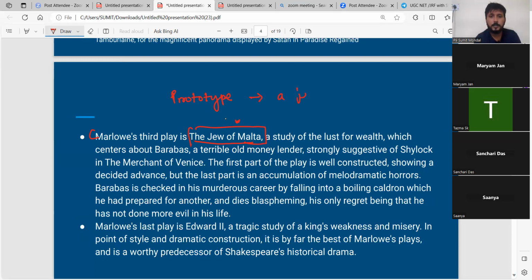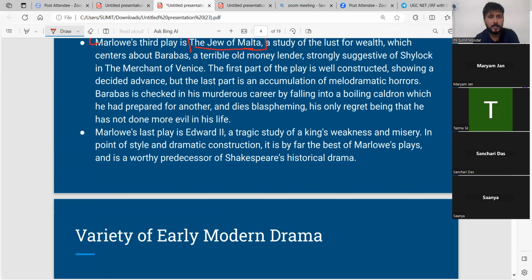A Jew character becomes the prototype. Later on, you can find the influence of this prototype even in the Shakespearean drama The Merchant of Venice, where Shakespeare created a Jew character, Shylock, in the same light as The Jew of Malta. Very interesting. It has a suggestion for the character called Shylock.